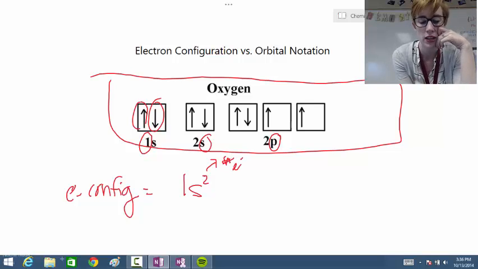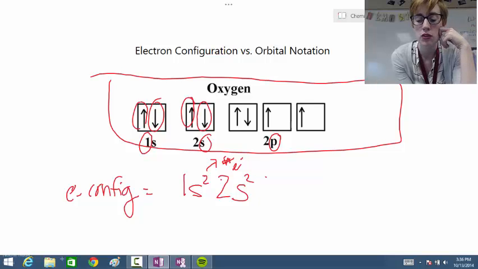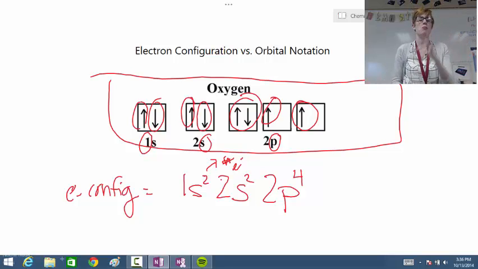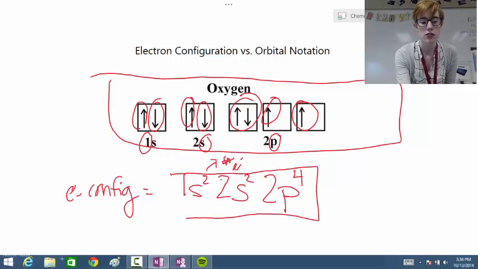Then we would write a 2s, and how many electrons are spinning in that? 2. So we'd write another 2 here. Then we move on and write 2p, and how many total electrons are spinning in the p? There's 2 here, 1 here, and 1 here, so there's a total of 4. So I would write 4 here. That's the total number of electrons spinning in the p orbital. So this is an example of electron configuration.